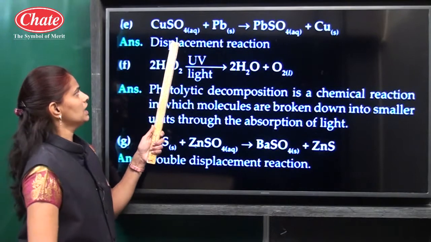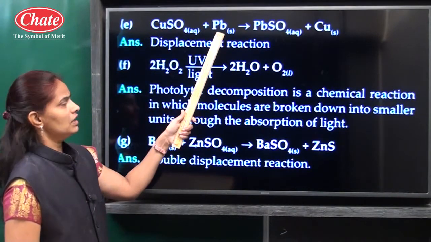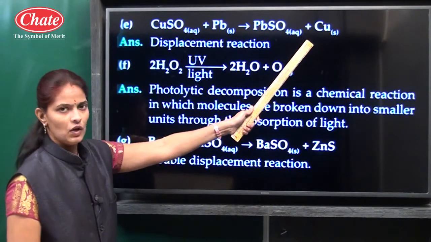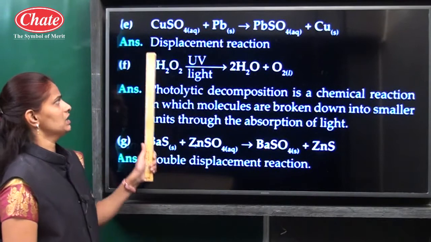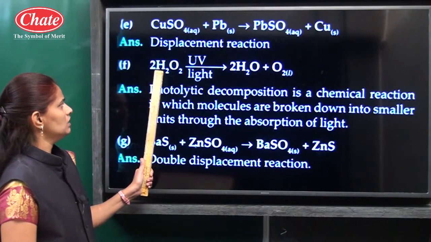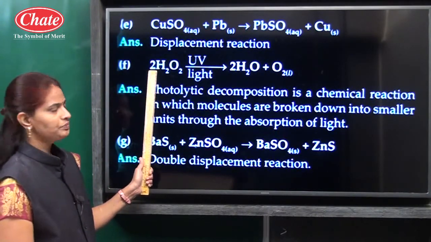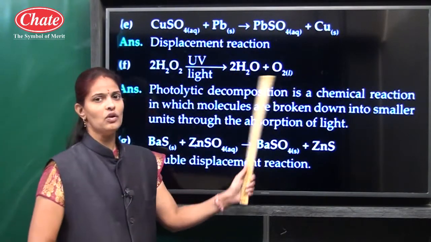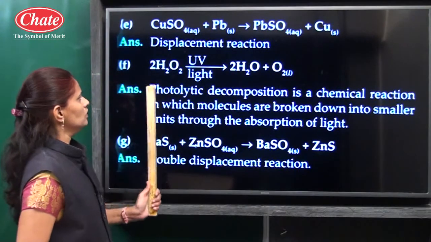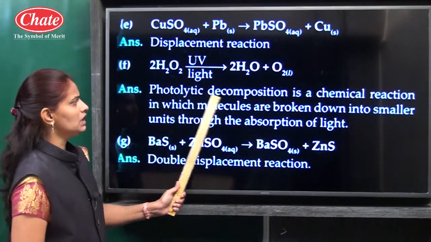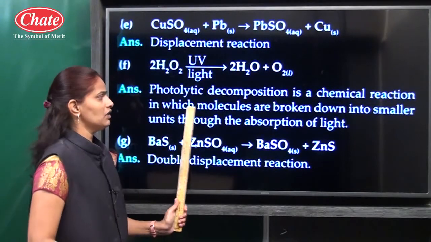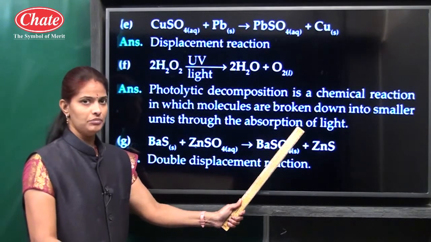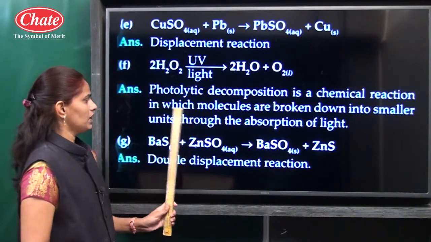Then the other reactions are here. Copper sulfate reacts with lead, it gives lead sulfate along with copper, it is a displacement reaction. Then the last reaction from that question, here hydrogen peroxide gives water along with oxygen. So it is photolytic decomposition, the chemical reaction in which molecules are broken down into smaller units through the absorption of light, by sunlight. That is why it is a photochemical reaction.